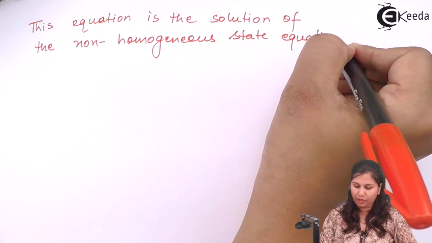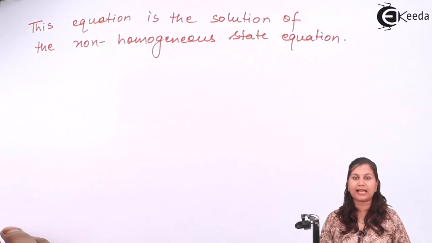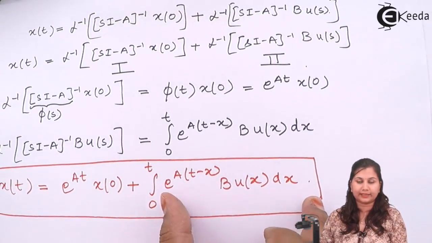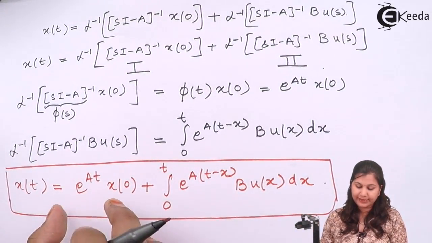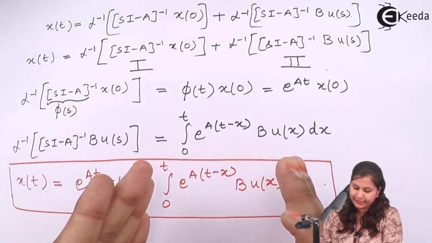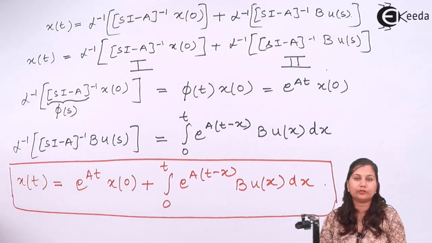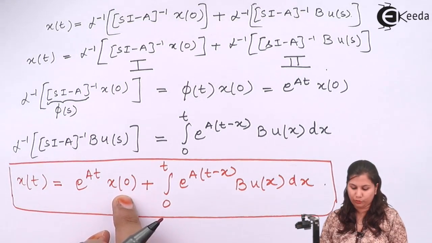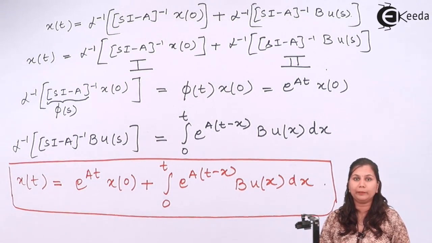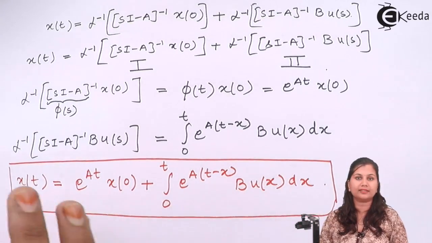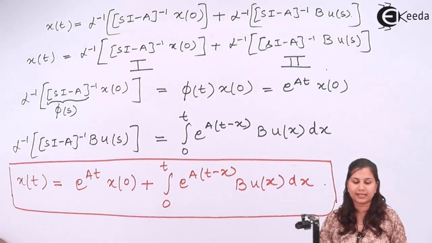Now you can see that this equation has two parts. First part is this and second part is this. So this first part represents the solution of the homogeneous state equation, and the second part represents the solution of the non-homogeneous state equation. Now in the homogeneous state equation, we take our input as 0. So in the first part you can see that no input term is involved, and in the second part we have our input, so it is the solution of the non-homogeneous state equation.